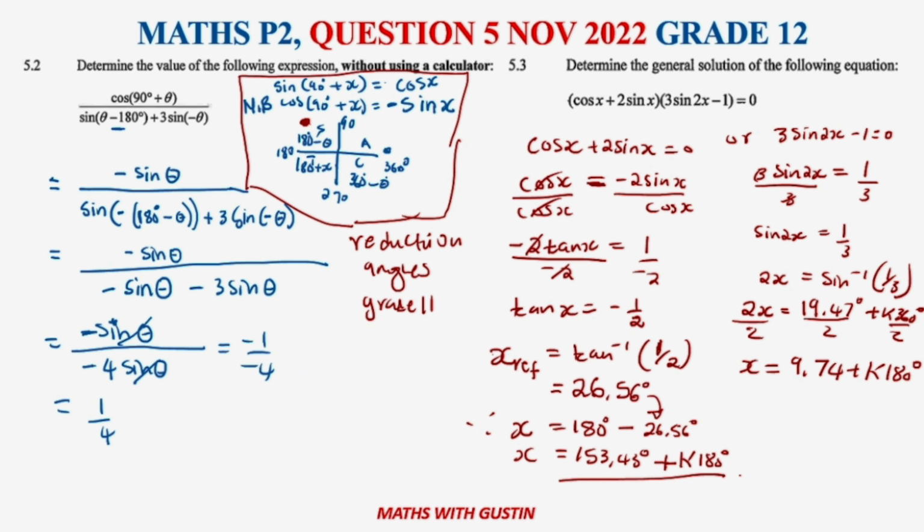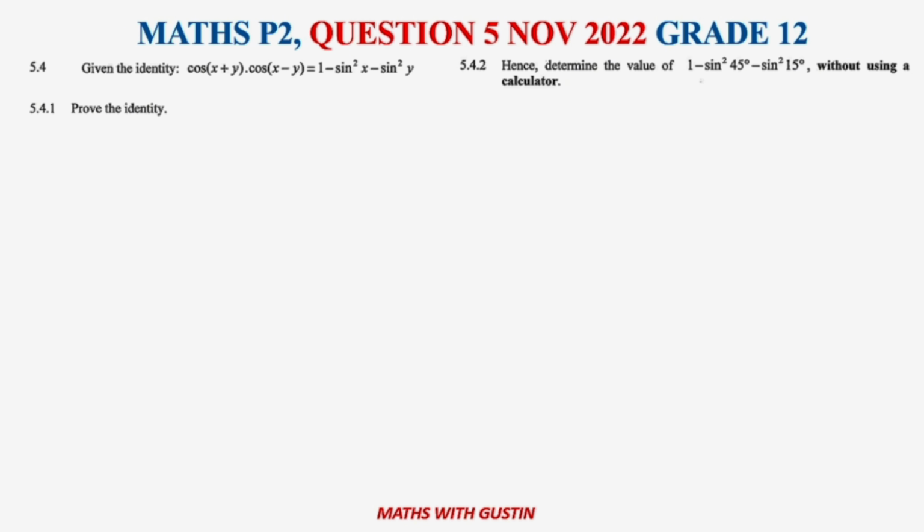So right now let's move to 5.4. Great, let's come here to 5.4. If you are given this identity of cos in bracket x plus y times cos in bracket x minus y, it should be equal to 1 minus sine squared x minus sine squared y. Now we need to prove this identity here.